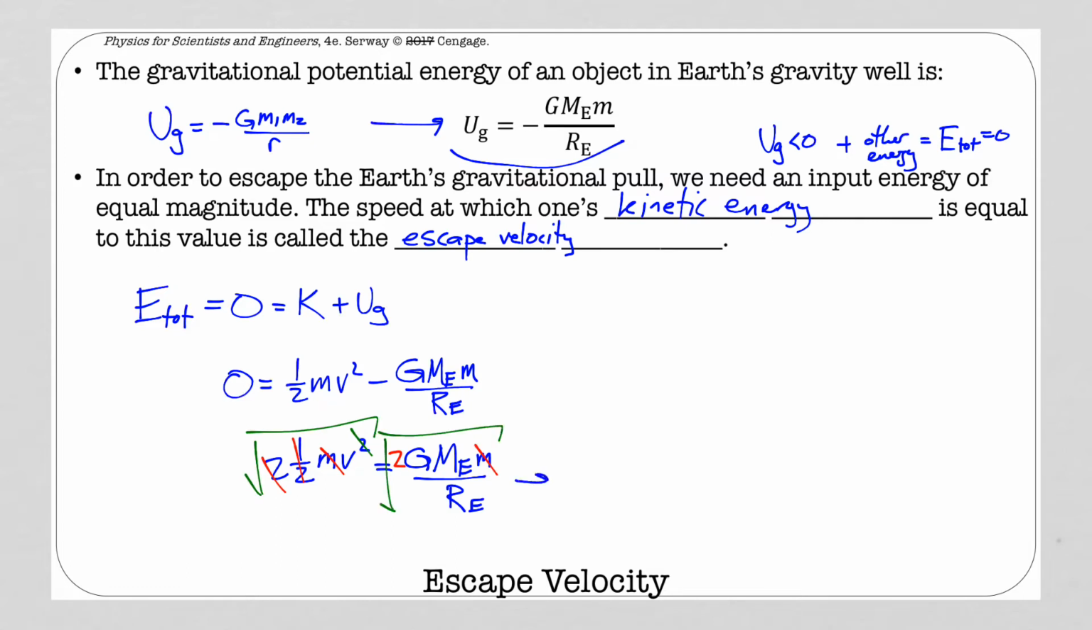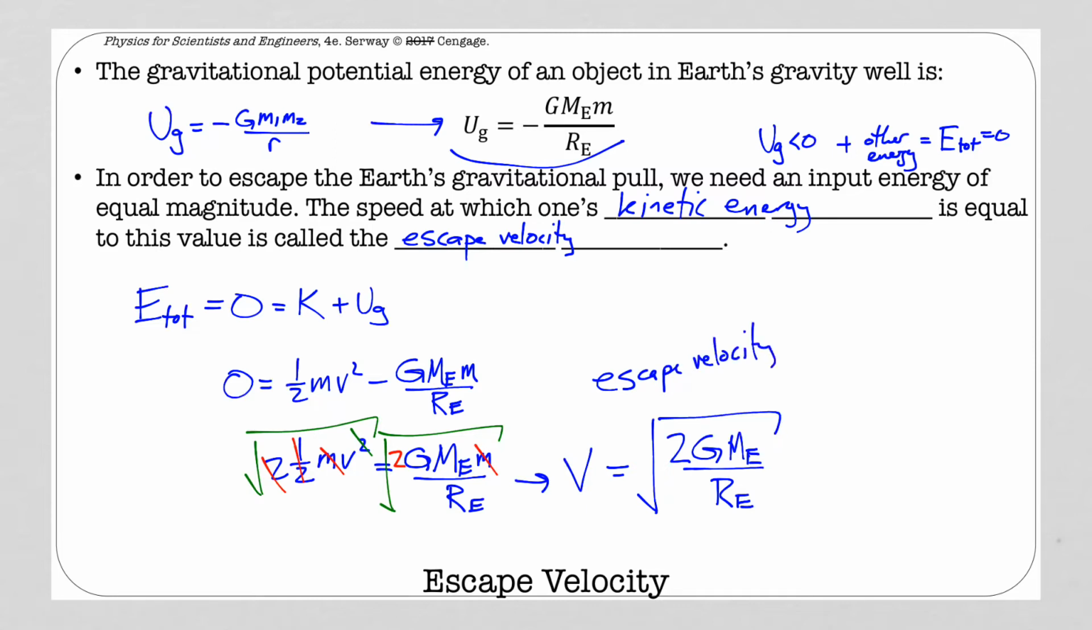And what I end up with is that the velocity would be the square root of 2 times G times the mass of the Earth divided by the radius of the Earth. This is the escape velocity. This is the velocity that you'd have to achieve with your rocket in order to have sufficient energy to break away from the Earth's gravitational pull and to escape out into space.